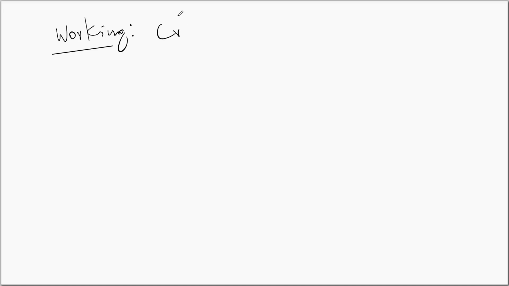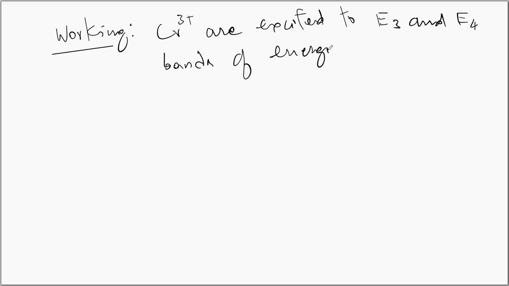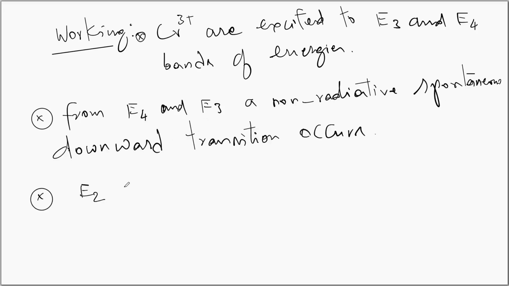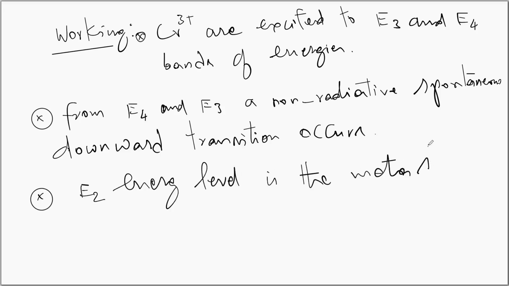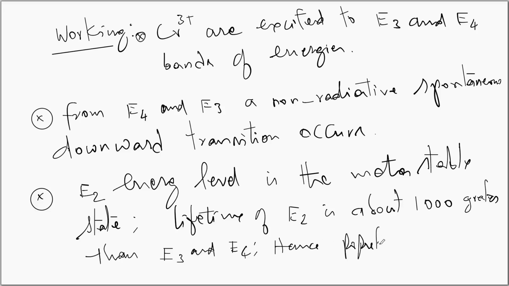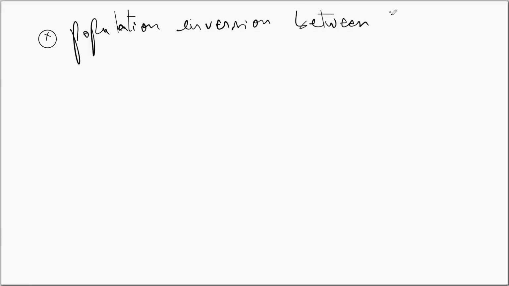Chromium 3 plus ions are excited to the E3 and E4 bands of energies. From E4 and E3, a non-radiative spontaneous downward transition occurs. The E2 energy level is the metastable state. The lifetime of E2 is about 1000 times greater than E3 and E4. Hence, the population of E2 builds up. Population inversion between E2 and E1 is established.